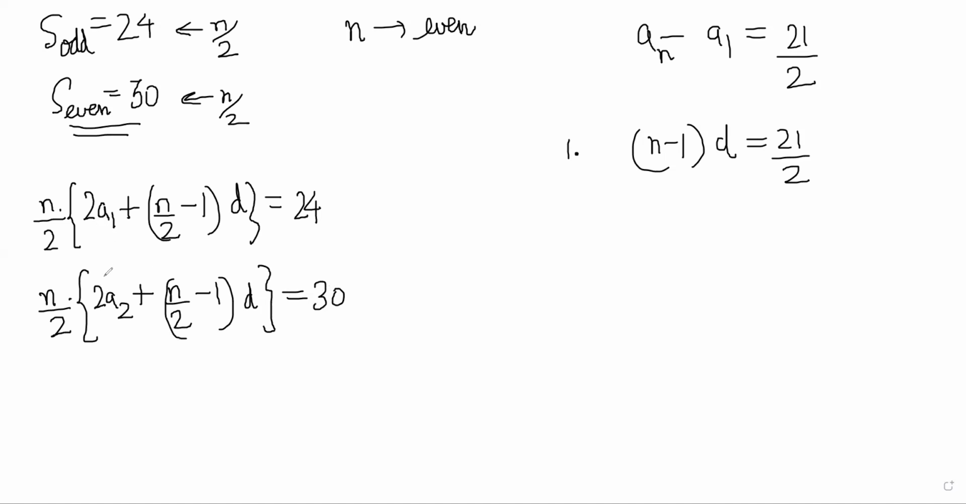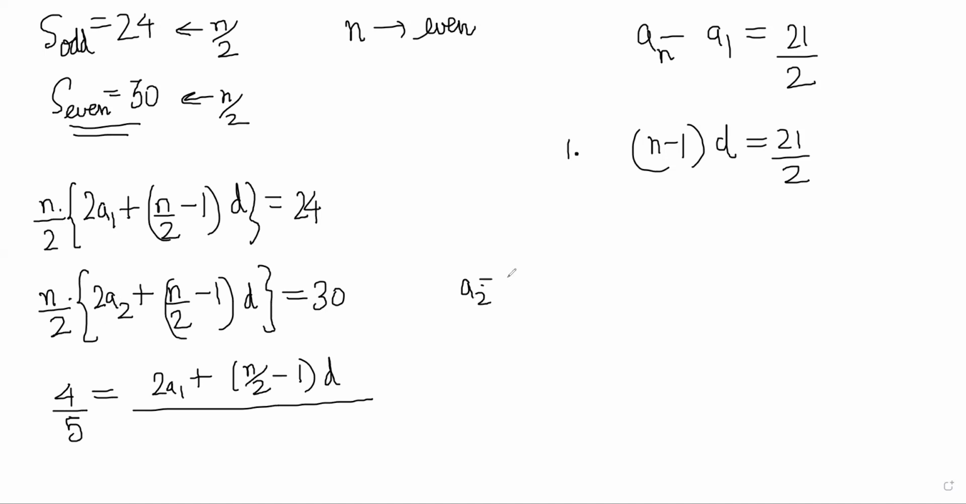So if you divide these two equations, you will get 4 by 5 is equal to 2a1 plus n by 2 minus 1 d, divided by, a2 is equal to a1 plus d, so 2a2 is 2a1 plus 2d. So plus n by 2 minus 1 plus 2, so plus 1 d. If we have this, we can do componendo and dividendo. This is a by b is equal to c by d. So I can say it is 4 minus 5 minus 1 by 9 is equal to this minus this.